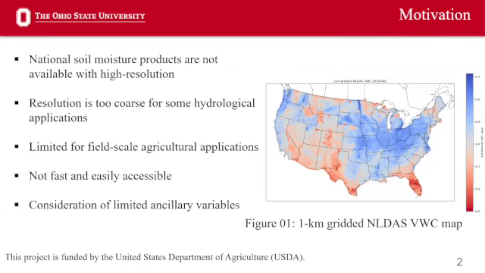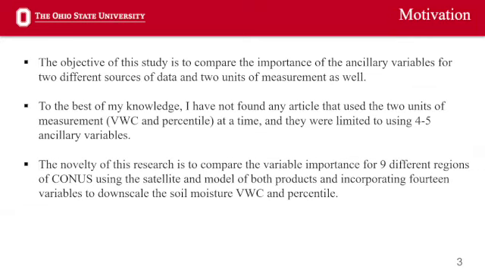That's why the goal of this project is to address the critical need to enhance the utility of the daily national soil moisture products. The objective of this study is to compare the importance of these variables for two different sources, SMAP and NLS, and also two units of measurement, which are volumetric water content and percentile.